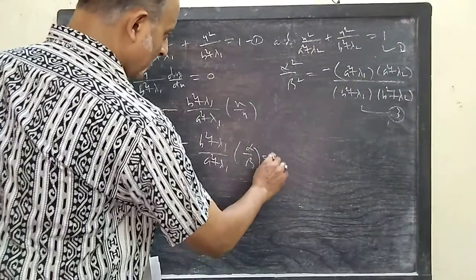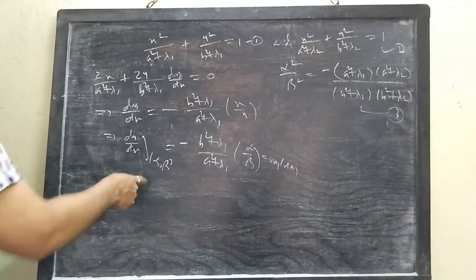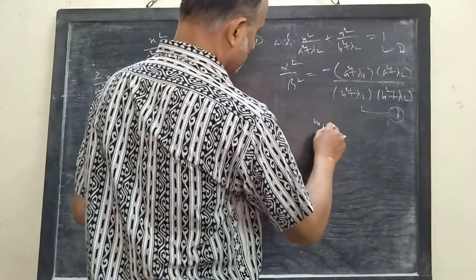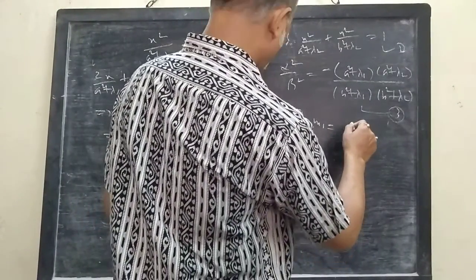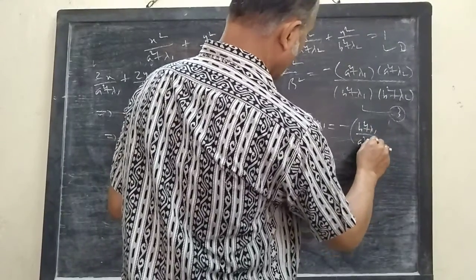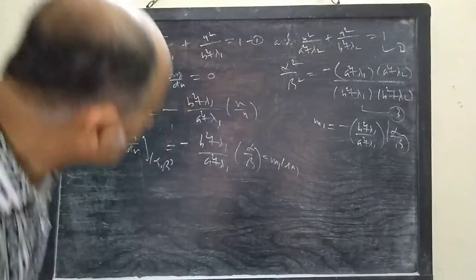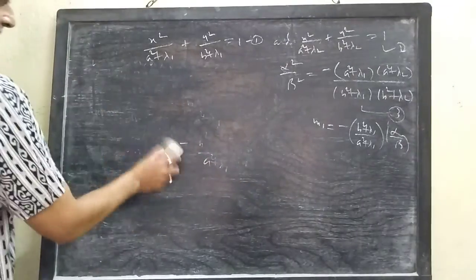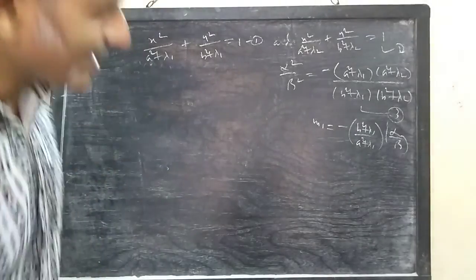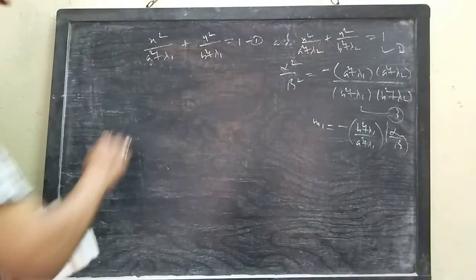If we consider this as m1, then this is the slope of the tangent to the curve 1 at the point of intersection alpha comma beta. So write it this side: m1 equals to minus b square plus lambda 1 by a square plus lambda 1 into alpha by beta. Let us erase this. We have to do this because we have a small accommodation here and we have to solve a big problem. So for this reason I am shifting all the results here and now I am calculating in this part.